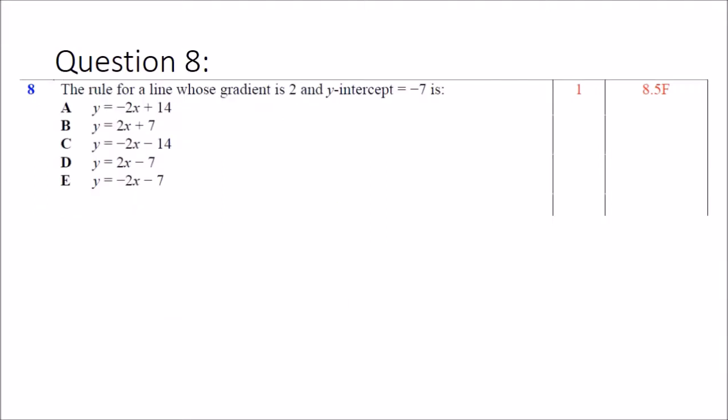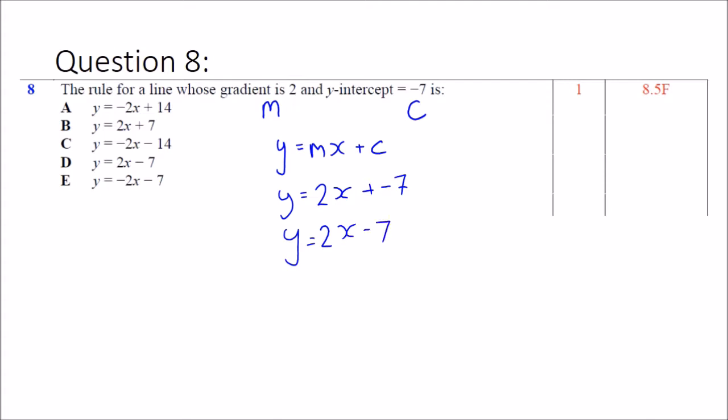Okay, going on to the next question. The rule for a line whose gradient is 2 and y-intercept is -7 is. Now, the gradient is m, the y-intercept is c. The standard form for an equation is y equals mx plus c. So if we replace m with 2 and c with -7, now remember that a plus and a minus is just a minus, so it all ends up as y equals 2x minus 7. So this is D.